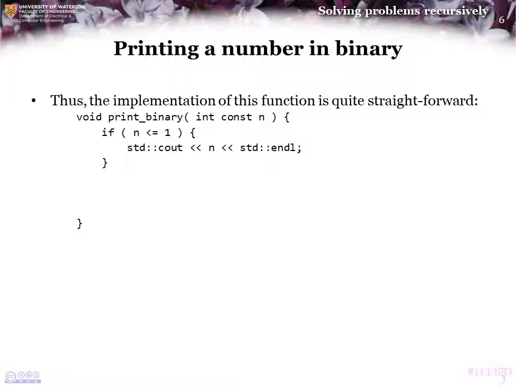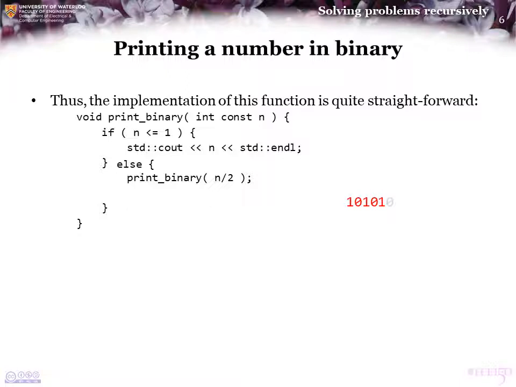However, suppose n is greater than 1. In that case, we will have to print it recursively, as there are at least 2 bits in such a number. So the first step we will do is call the function recursively on n divided by 2. Now, why is that? Well, suppose, for example, we were calling print binary on 42, which is 101010 in binary. So the first thing we do is we recursively call print binary on 42 divided by 2, or 21.